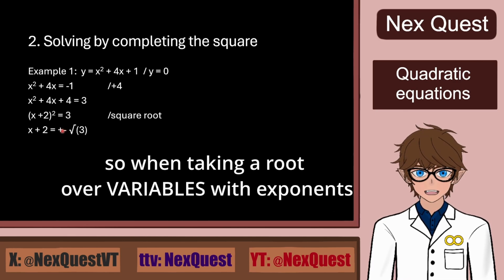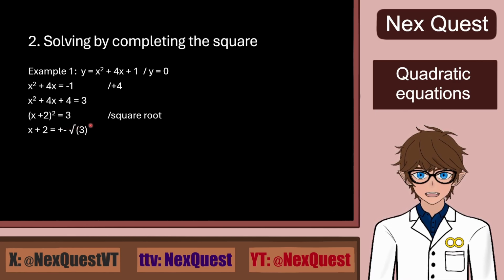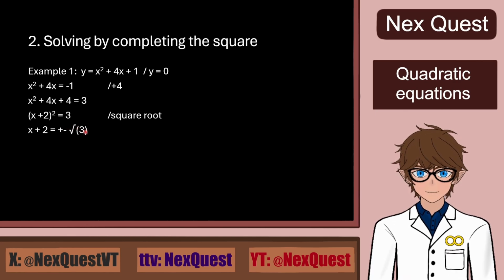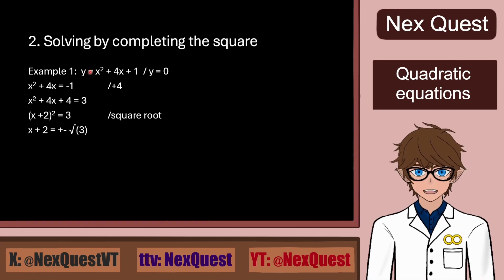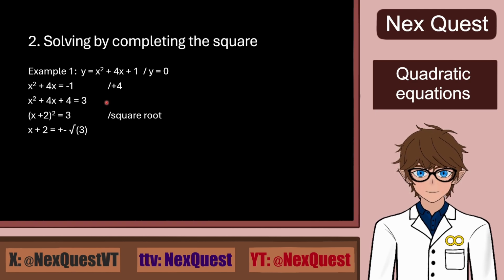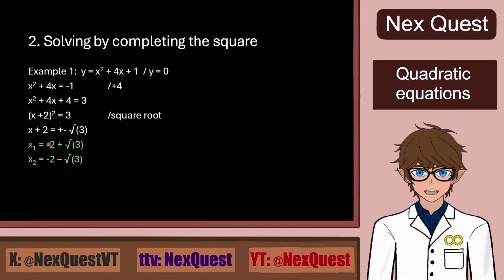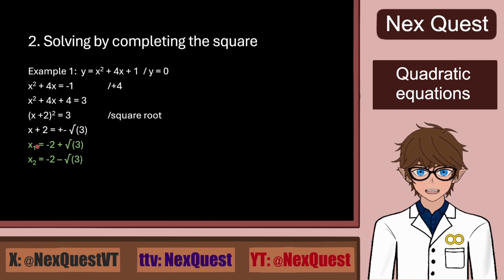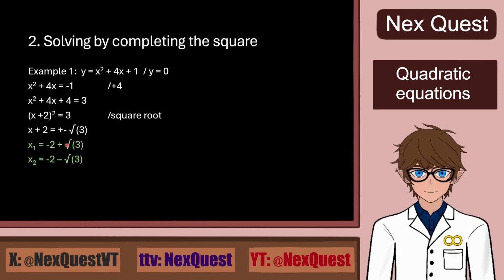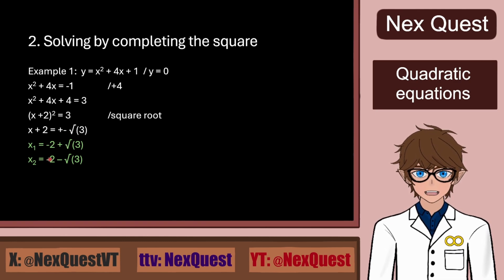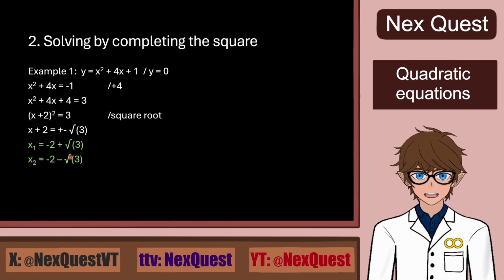This isn't the official symbol. The official symbol for plus minus is plus above and minus under it. So it's like these two lines, just move them further apart and make the top one into plus or the bottom one into plus, whichever is better for you. But now we have x plus 2 is plus minus square root of 3. We move 2 to the right and we get that x1, so the first solution, is minus 2 plus square root of 3, and the other one is minus 2 minus square root of 3.